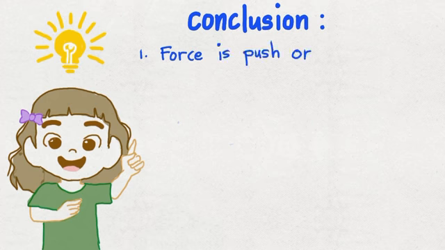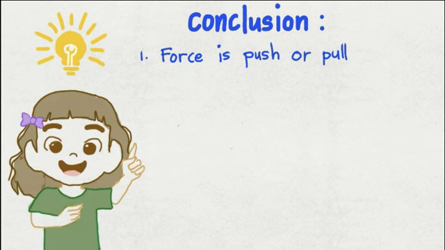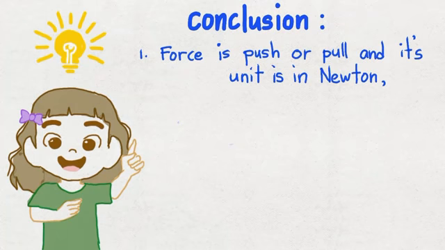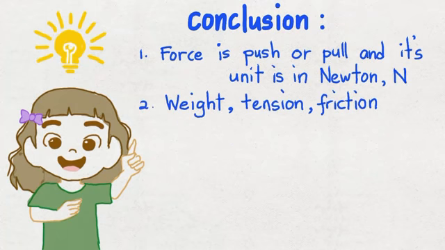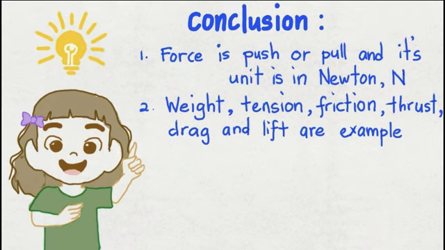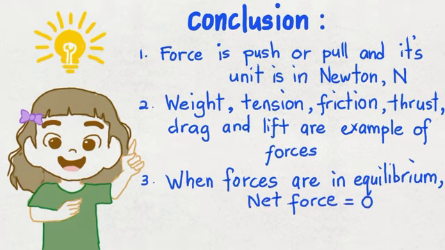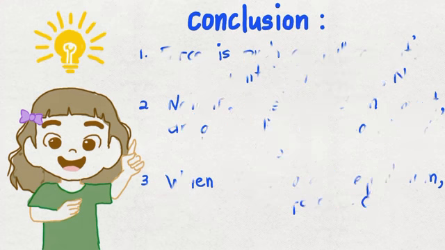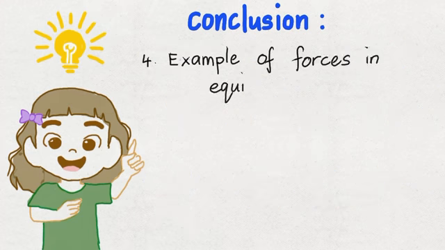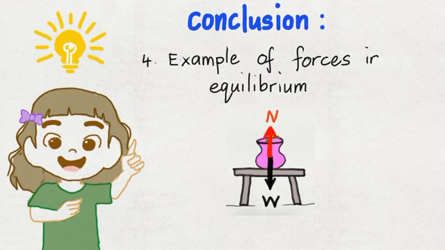Conclusion: force is push or pull and its unit is Newton, N. Weight, tension, friction, thrust, drag, and lift are examples of forces. When forces are in equilibrium, net force equals 0. And these are examples of forces in equilibrium.